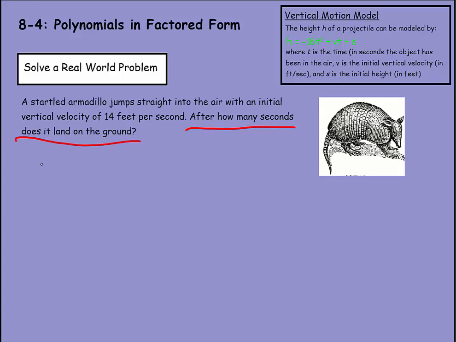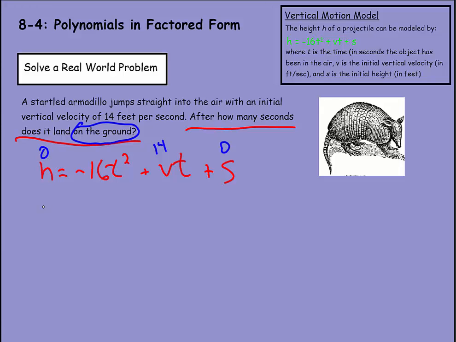So if we write out that model, h equals negative 16t squared plus v times t plus s, what information does it give us? Well, it gives us the initial vertical velocity of 14 feet per second, so that would be v. So v becomes 14. When the armadillo jumps, it jumps from the ground, so its initial height in feet would just be 0. Then we need it to land on the ground, so we want it to have a height of 0. We want it to be on the ground when it's all said and done. We want to find out how long it's going to take.